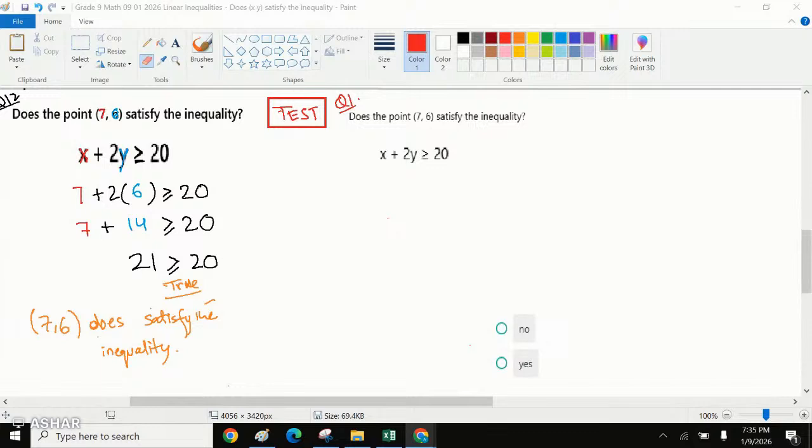Okay, let's put down the values. Please tell me whether it's true or false. If it's true, we'll say yes. If it's not true, we'll say false, right? Let's do it together.